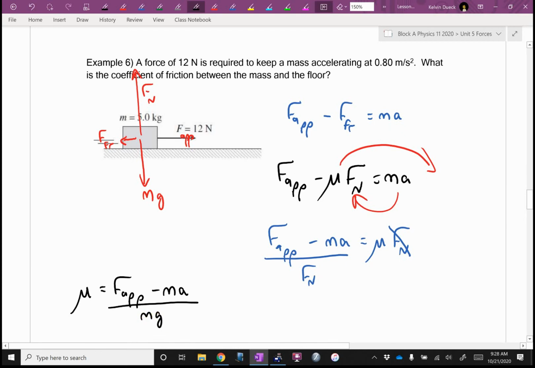Mr. Duick, why can't I just replace the normal force with mg right away? Because I'm giving you easy examples so far. By the way, what's going to happen coming down the road is there will be extra vertical forces, and so you'll have to really puzzle out how big the normal force has to be. It won't be mg. Just haven't got there yet.